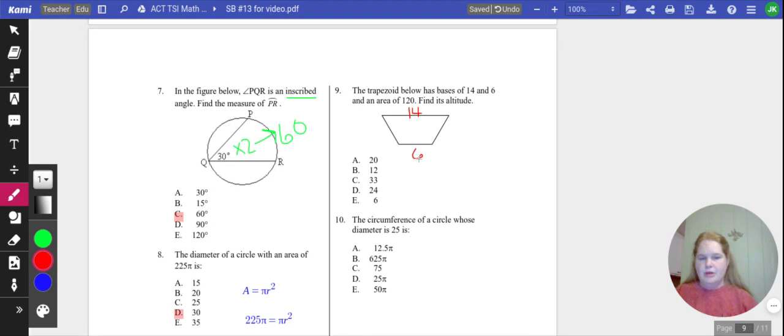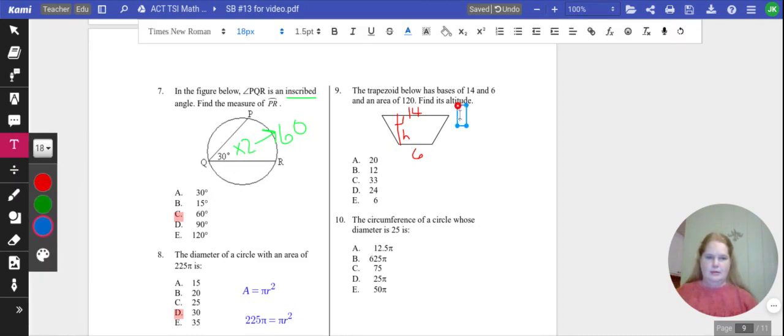And he has an area of 120. And they want his altitude. Altitude is the height in here. So they want to know how tall that is. All right, back to our formulas. Area is the height divided by 2 times the two bases, base 1 plus base 2 added. That's our formula for the area of a trapezoid.